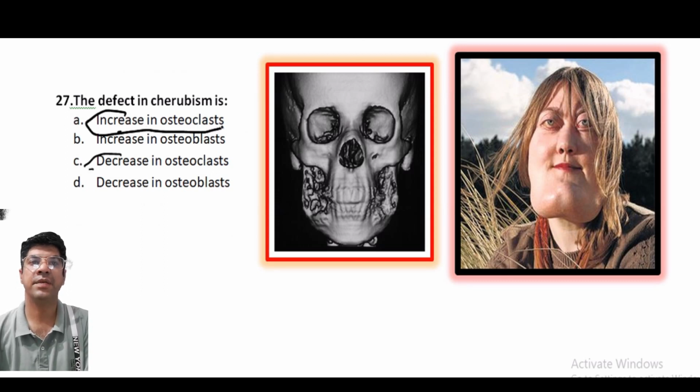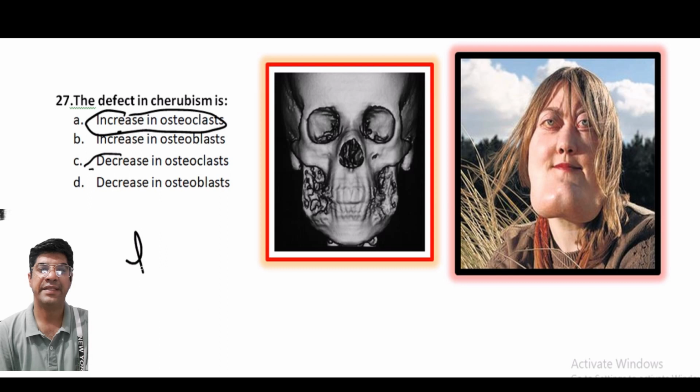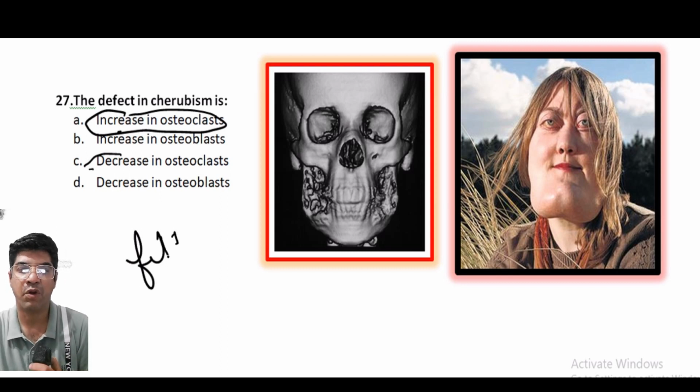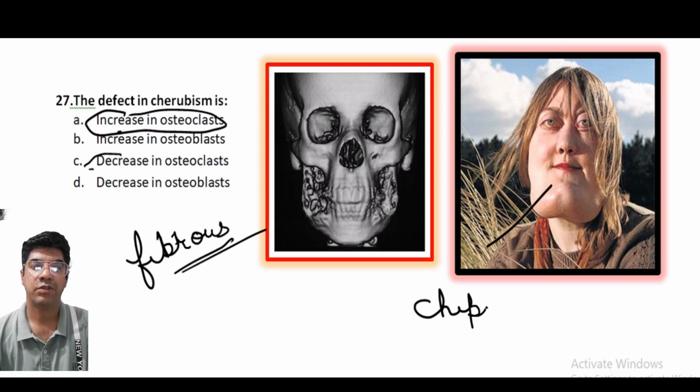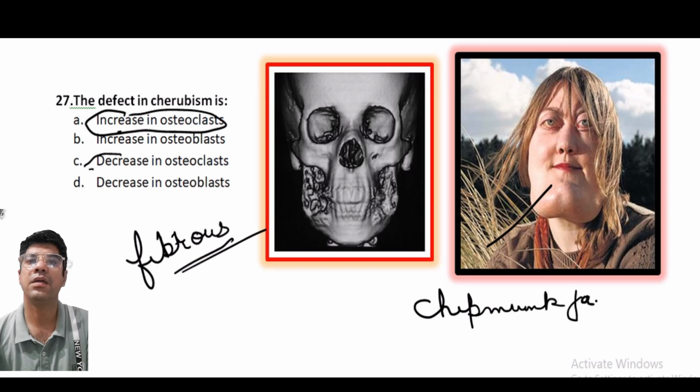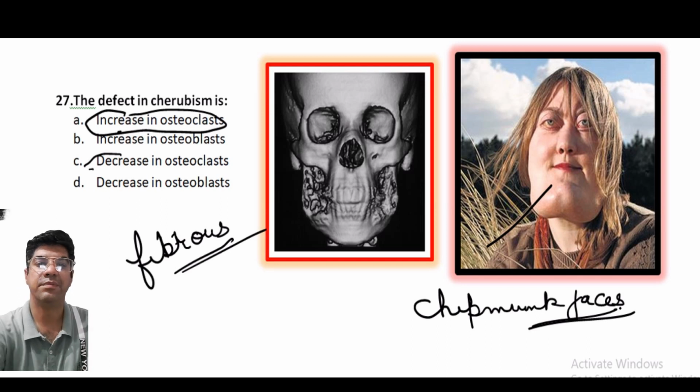So the defect in cherubism is there is increase in the osteoclast. It is a rare genetic disorder that affects the bone of the jaw and the face. So you will see the abnormal growth of the fibrous tissue. So that can give a cherubic or chipmunk face. Chipmunk faces are typical of cherubism.